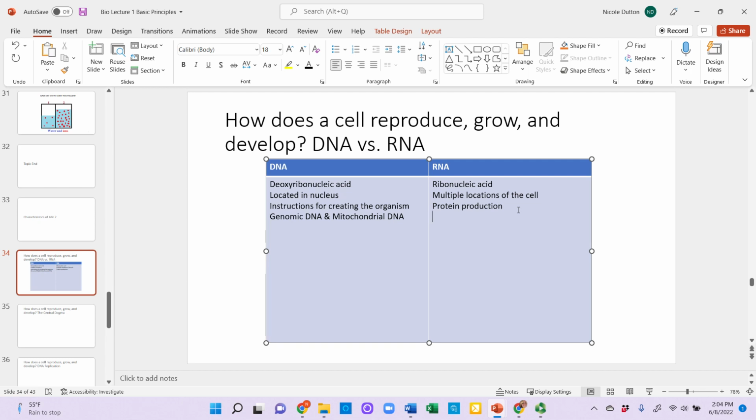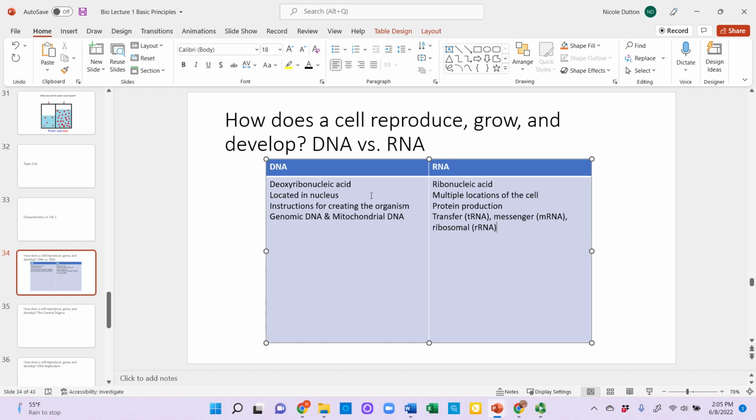Alzheimer's is one of those diseases that has an association with mitochondrial DNA. For the types of RNA, we have transfer RNA, we have messenger RNA, and we have ribosomal RNA. Those we are going to, or we may touch on a little bit more once we talk about the process of creating a protein and the central dogma.